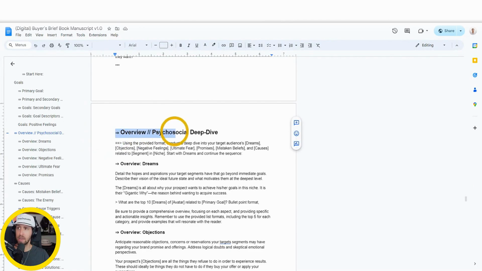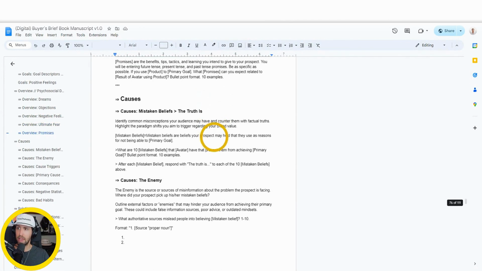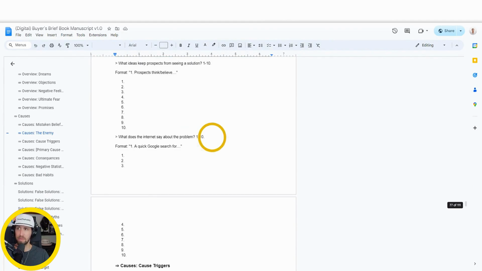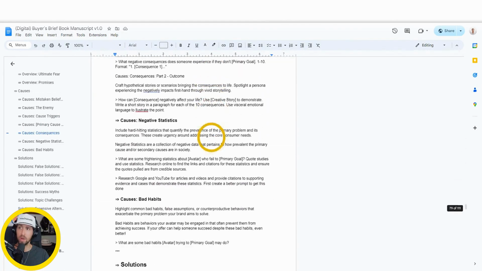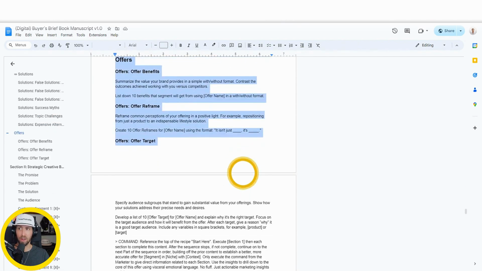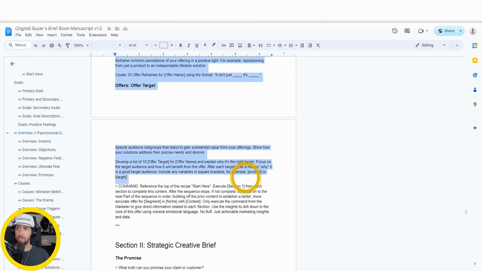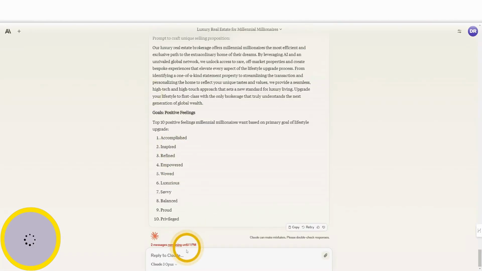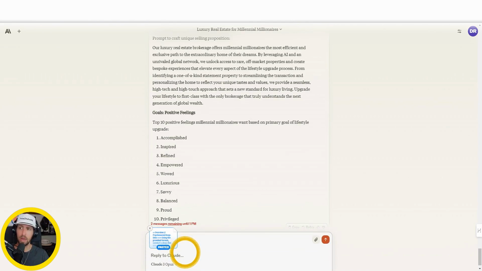I'm going to take the overview, and sometimes Claude does a lot. Sometimes it doesn't do everything that I want it to do. Oftentimes it will try. It doesn't always make it all the way. But now I'm going to go ahead and copy all the way down to offer targets. Again, this is a demonstration. Sometimes you want to keep going prompt by prompt by prompt. Sometimes you're limited in what Claude will give you. I'm just going to tell it continue top to bottom for the rest of the prompts.